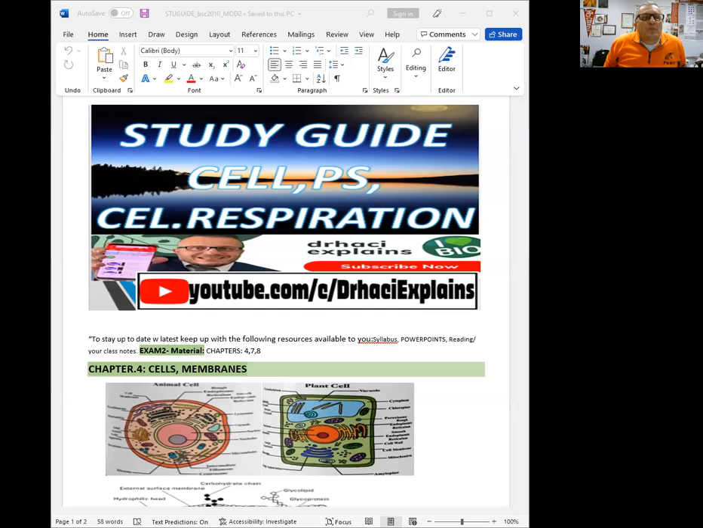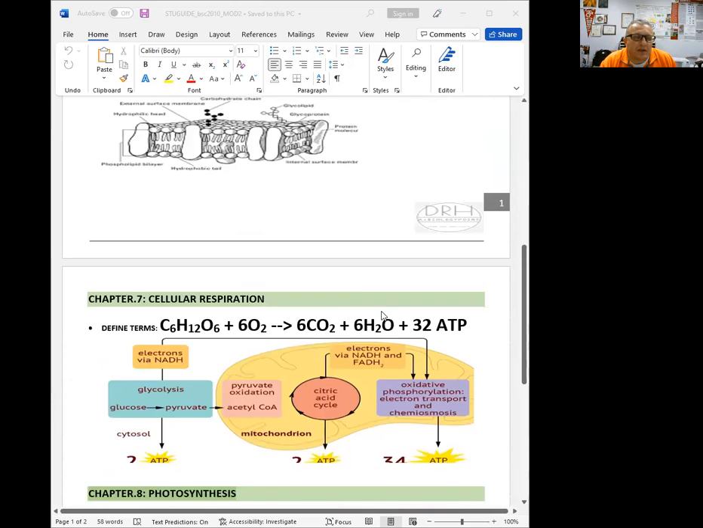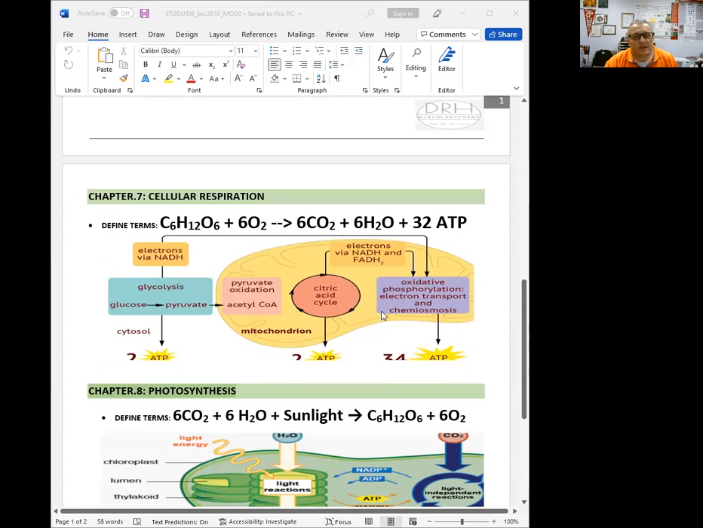So today's topic is photosynthesis and cellular respiration. Just reviewing these three chapters. First, we will start with cellular respiration. Let's get started with cellular respiration.